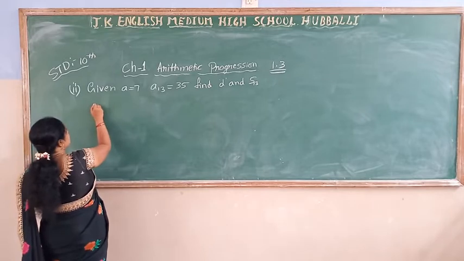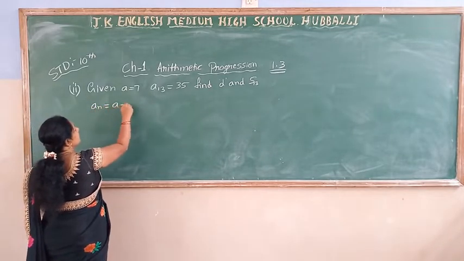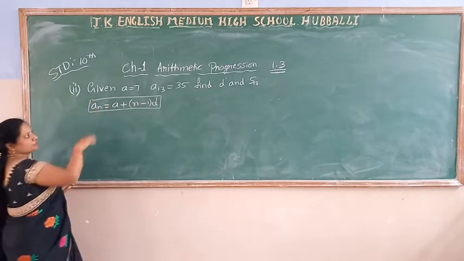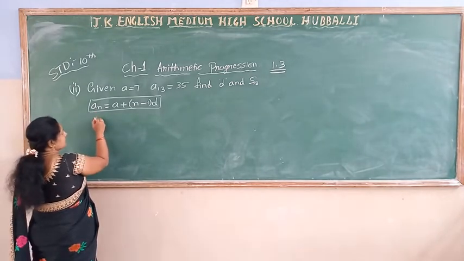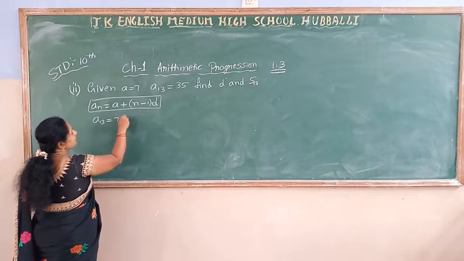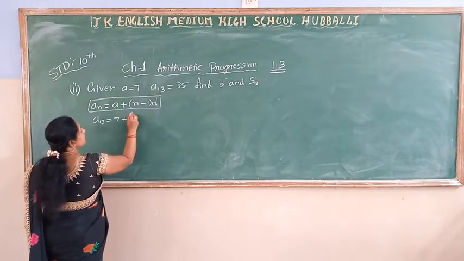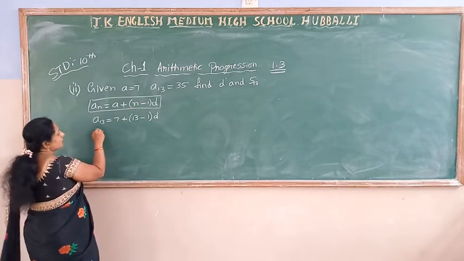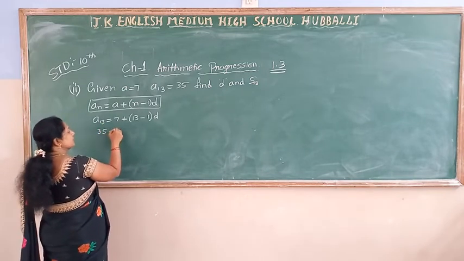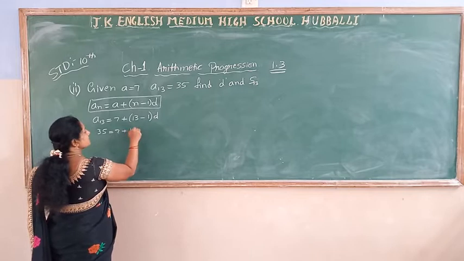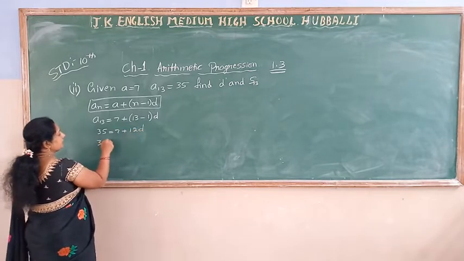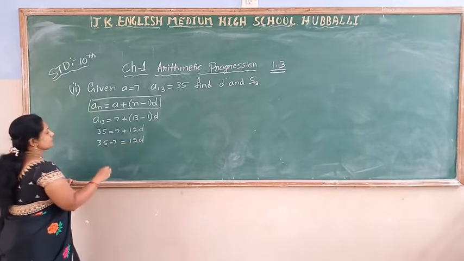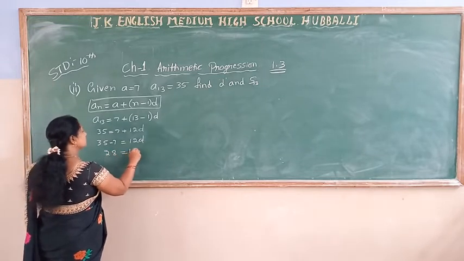So I can use the formula a_n is equal to a plus (n minus 1) into d. I can find out the value of d by substituting a_13, which is 35, a value 7, and n is 13. Taking this 7 to the other side, 13 minus 1 is 12. So 35 minus 7 is equal to 12d. 35 minus 7 means 28 is equal to 12d.